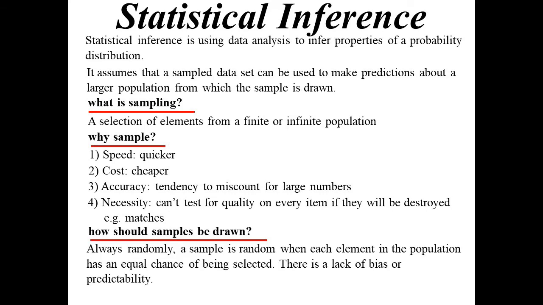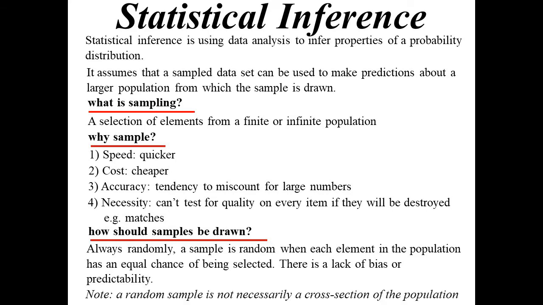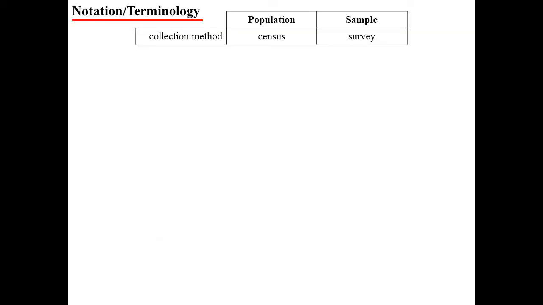How should these samples be drawn? Well, it's always randomly. A sample is random when every piece of the population has an equal chance of being selected. That way there's no bias or predictability about our sample. So a random sample isn't necessarily a cross-section of the population. Remember, it's purely random.